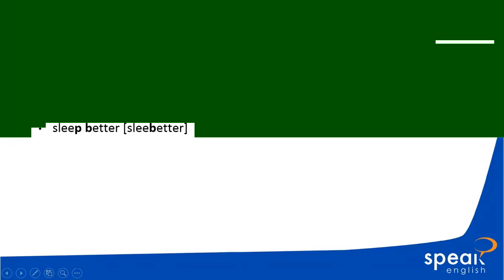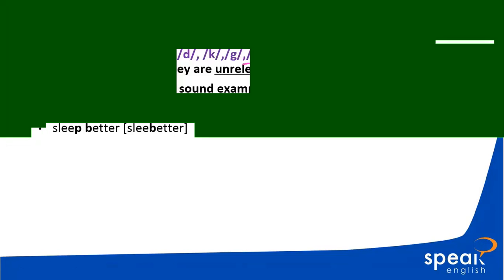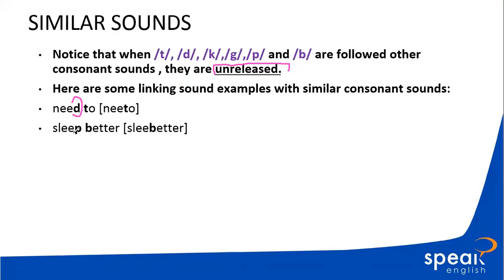What is the next one? The next sound that we will find on the list is the sound of the letter P, right? Very good. Because the next word starts with a consonant sound, how am I going to read number two? Can you tell me? Sleep better. Exactly. Do you hear yourselves? Sleep better. So it's like I'm not pronouncing the letter P. Sleep better. You see?